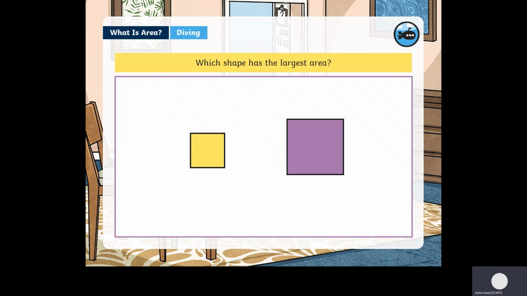Okay, so let's have a look at the first question. Which shape has the larger area? We don't have any measurements, we are just using our eyes to judge which has the larger area. So we know we're looking at the space inside the shape. Pause the video, which shape do you think has the largest area?